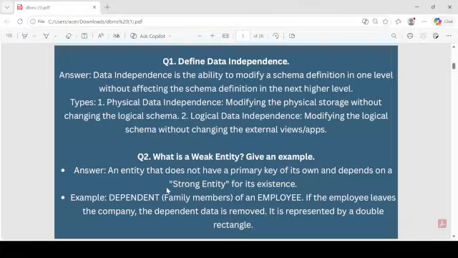The next question will be: what is a weak entity, with an example. An entity that does not have a primary key of its own and depends on a strong entity for its existence, this is known as a weak entity. Example will be dependent, like family members of an employee. If the employee leaves the company, the dependent data is removed. It is represented by a double rectangle. So this is a weak entity.